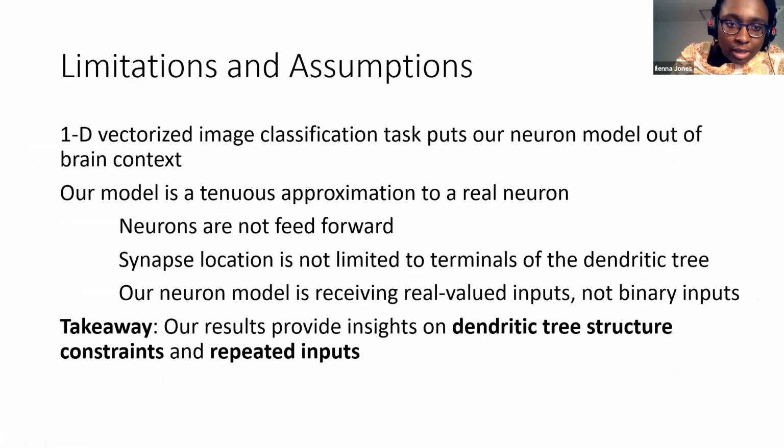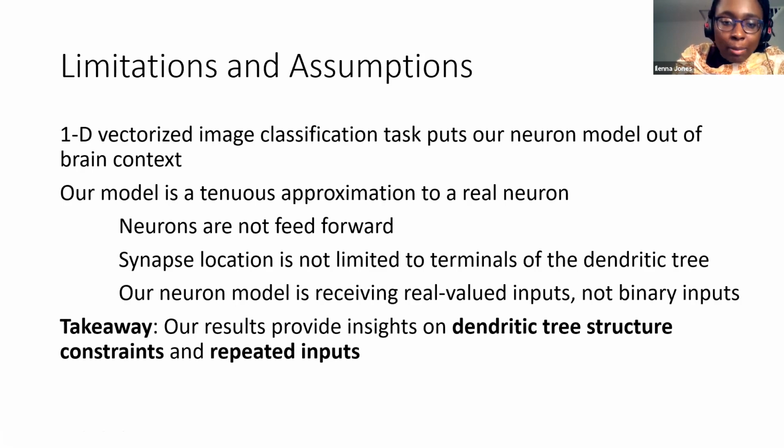So discussion and takeaways. This is the limitations and assumptions slide. So the input-output function, or a 1D vectorized image classification task, puts our neuron model out of brain context. It's not likely that you'll find this kind of task in the brain. Also, our model is an abstract model of a real neuron. The neurons are not feed-forward. Synapse location is not limited to the terminals of the dendritic tree, and our model is receiving real valued inputs, not binary inputs.